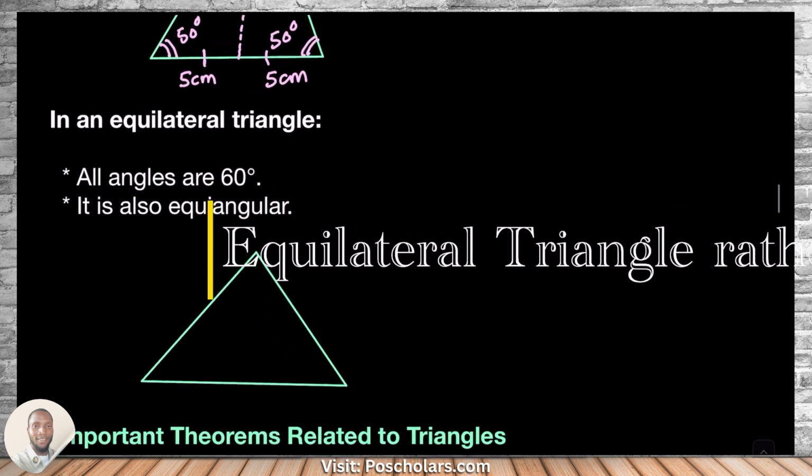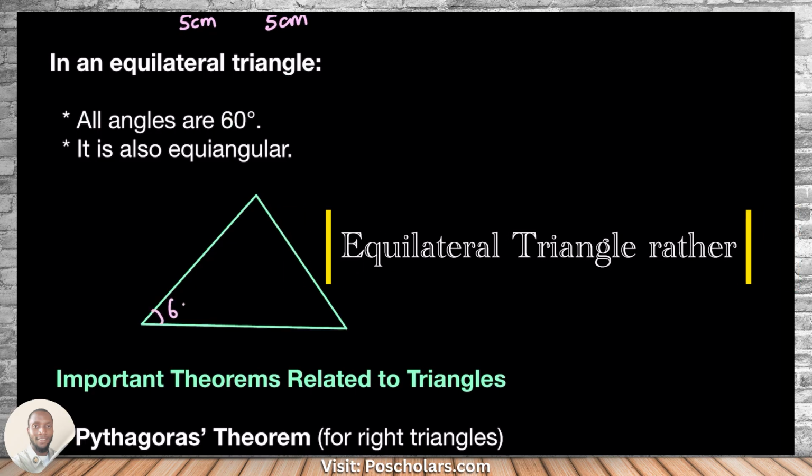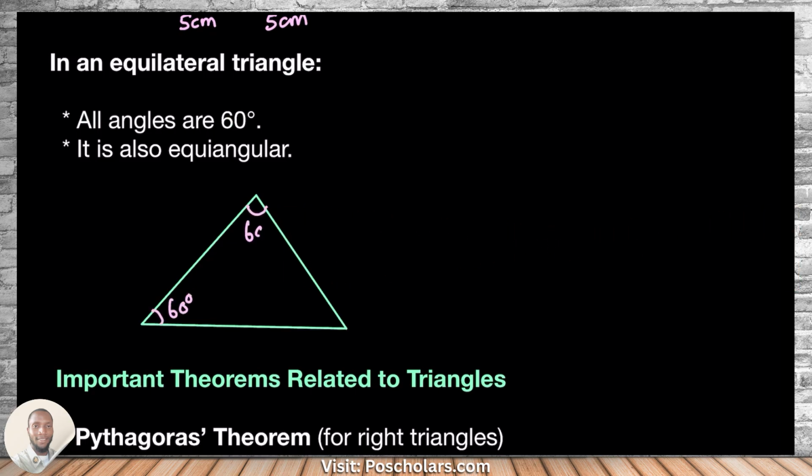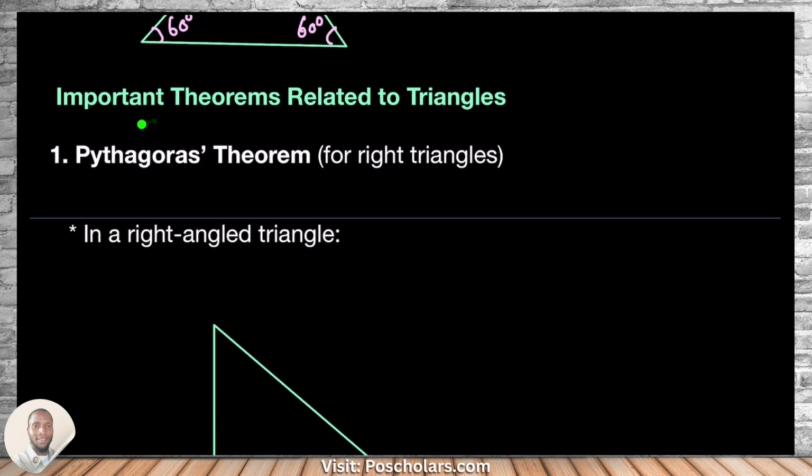Next, equilateral triangle. Let's analyze the equilateral triangle. All angles are 60 degrees. We have established that this angle is 60 degrees, this angle is 60 degrees, and this angle is also 60 degrees, right? And it is also equiangular. Equiangular means they have the same angle. So that's that.